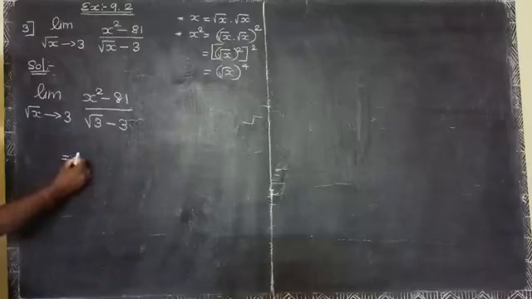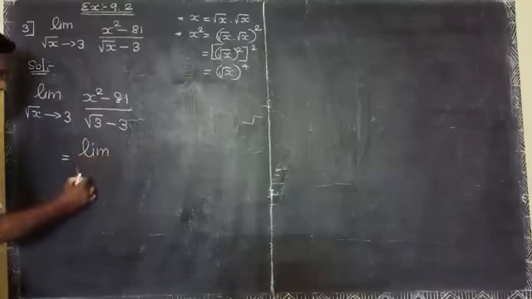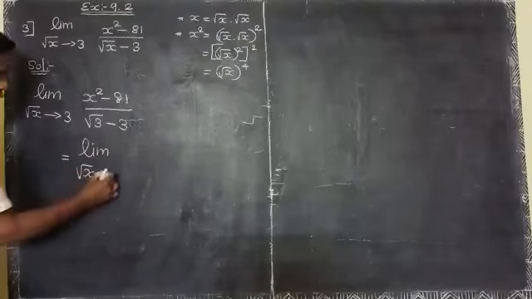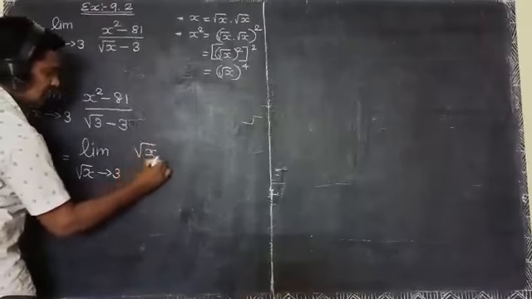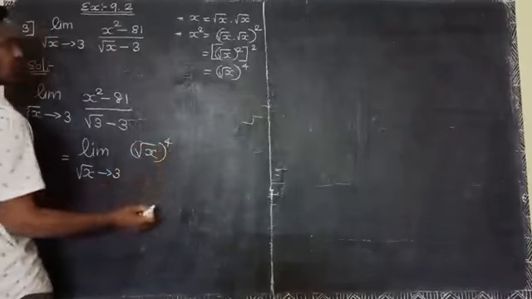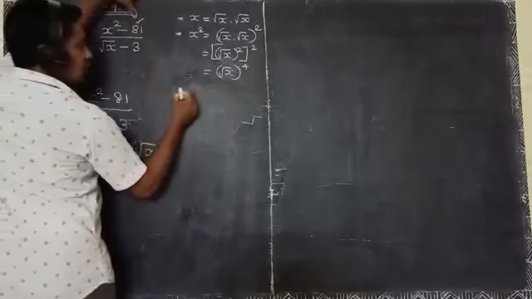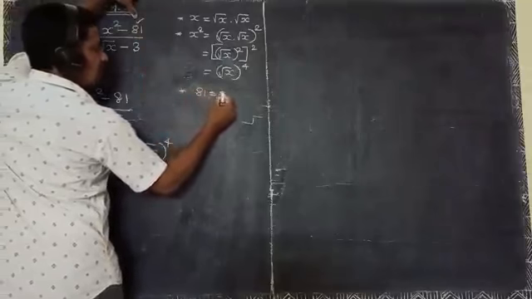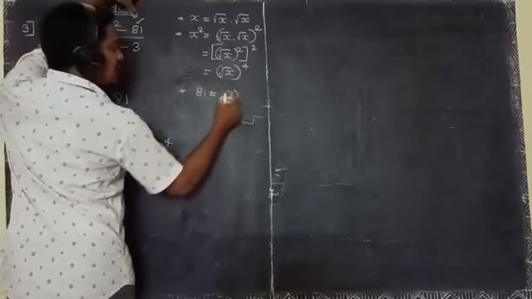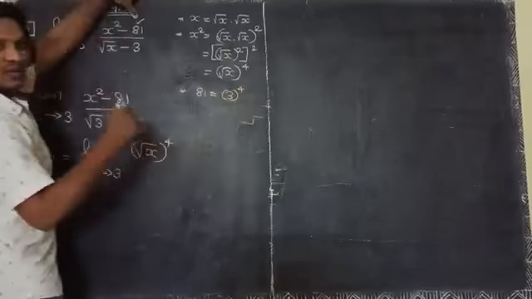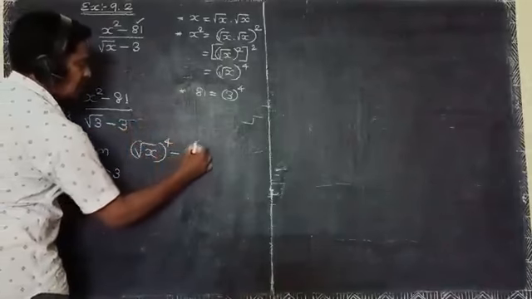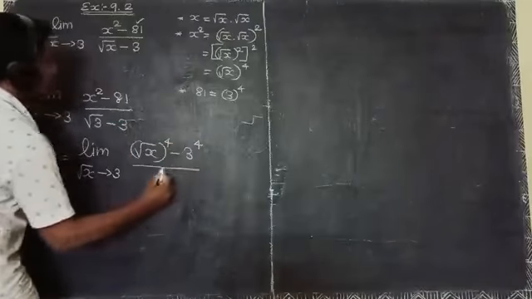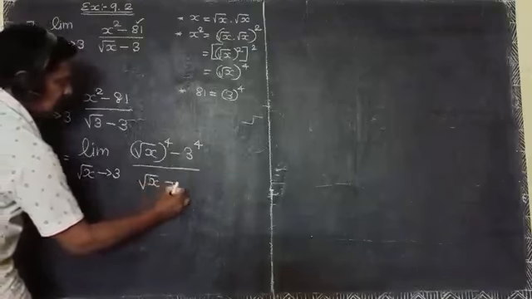Here, limit x approaches 3, the numerator x square can be written as root x whole power 4, and 81 can be written as 3 power 4. 3 3s are 9, 9 3s are 27, 27 into 3 is 81. So we have root x power 4 minus 3 power 4, divided by root x minus 3.